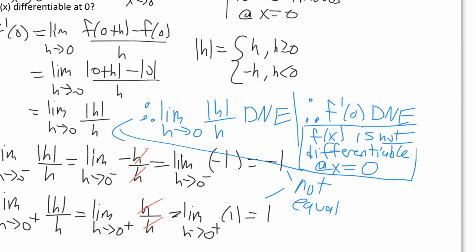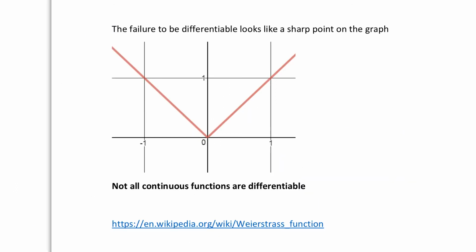So we found our squirrel. We found our function that is continuous but not differentiable. Now let's look at what this looks like on a graph. So here we have the absolute value function, and you can see very clearly that it is continuous. It's connected. But it's not differentiable at 0, and you can start to see that. Try to imagine drawing a tangent line at 0.